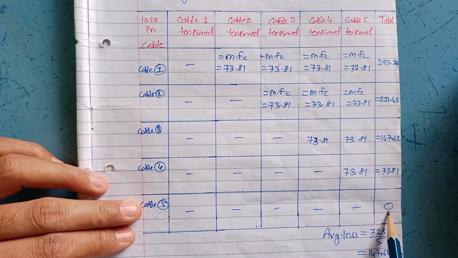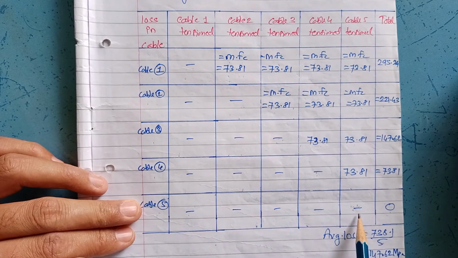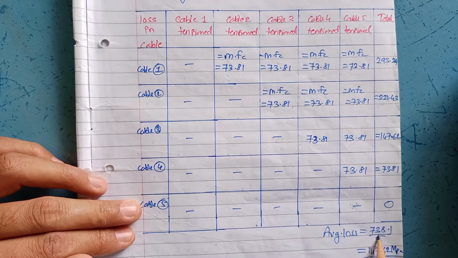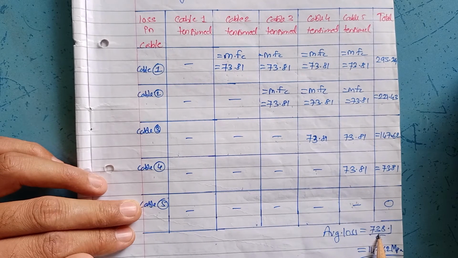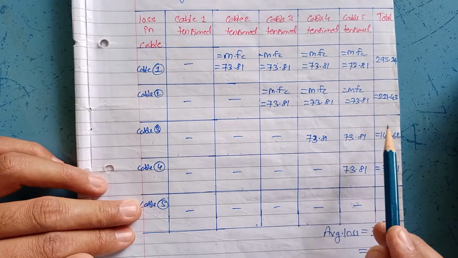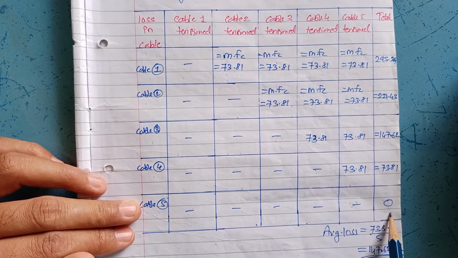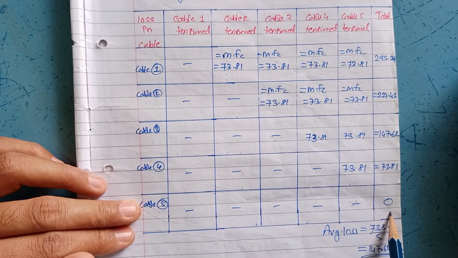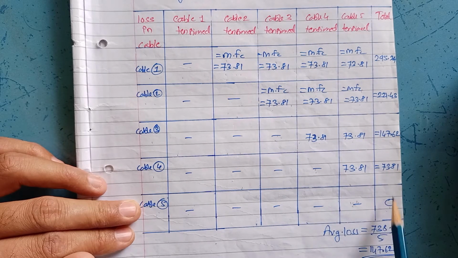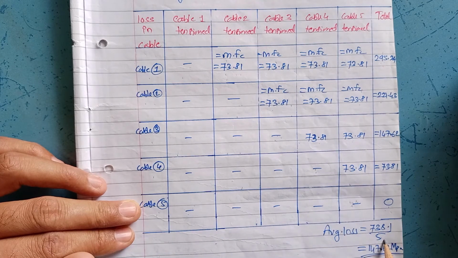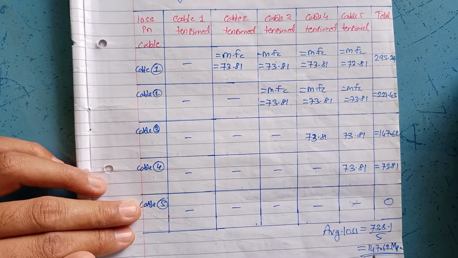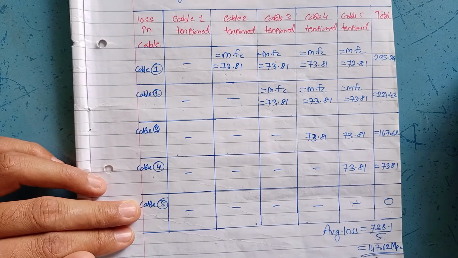Hence here this summation will come 0 as there are no losses in cable number 5. Total loss occurred is 738 Newton per mm square, which is nothing but the addition of all these losses, first, second, third, fourth, fifth. And we are supposed to calculate the average loss due to elastic shortening of concrete, which is the addition of all these divided by 5. It is 147.62 MPa. Average loss due to elastic shortening of concrete will be the average of all these losses.